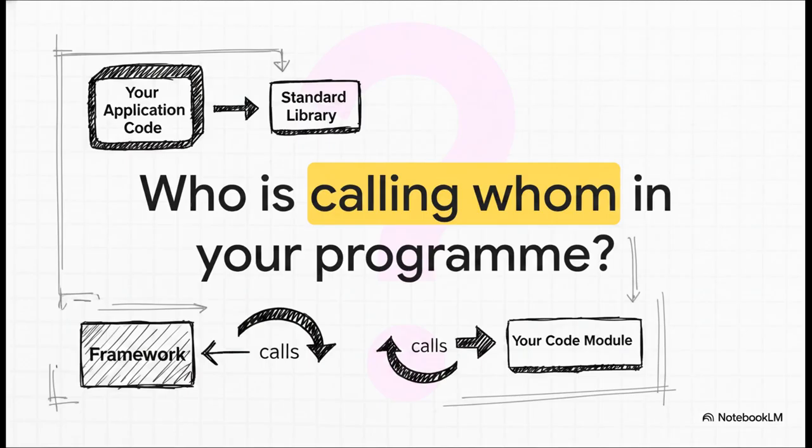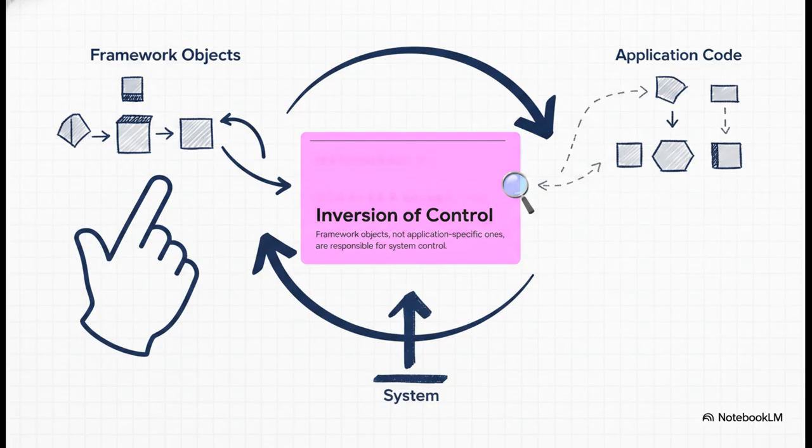When you use a standard programming library, let's say a math library, your application code is firmly in charge. Your code calls the library function exactly when it needs to calculate something. But what happens when you use a framework? And that brings us to the definition of inversion of control. In a framework, the framework objects, rather than your application-specific objects, are responsible for the control in the system.